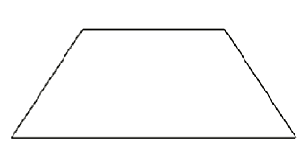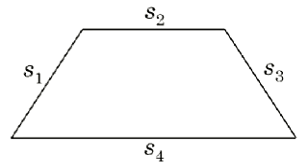Finding the perimeter of a trapezoid could not be any easier. All you need to do is add up the lengths of all four sides. S1 plus S2 plus S3 plus S4. And here's the formula.